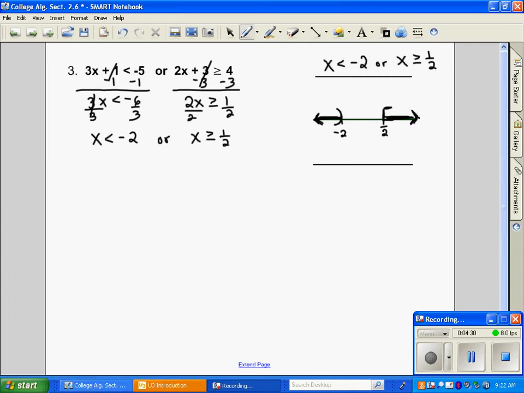So as interval notation, I need to describe negative infinity to negative 2 with the bracket. Union picks up with the brace, a bracket, and it goes to positive infinity. So I have negative infinity, negative 2 with the parenthesis, and then I have 1/2 with the bracket to positive infinity, and that's our interval notation.